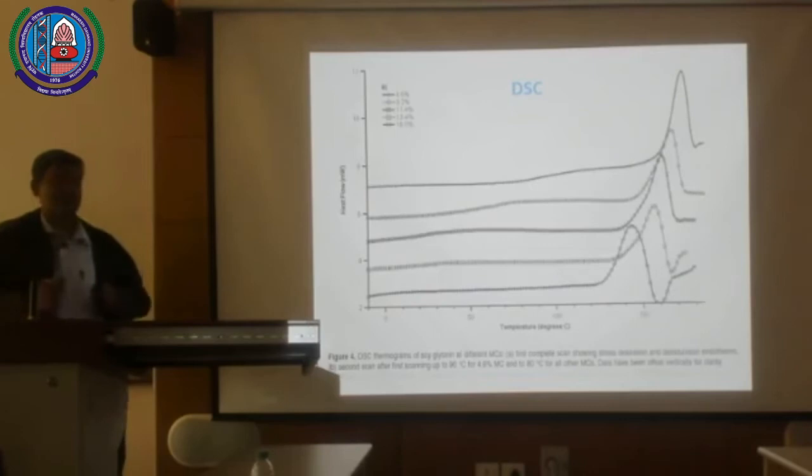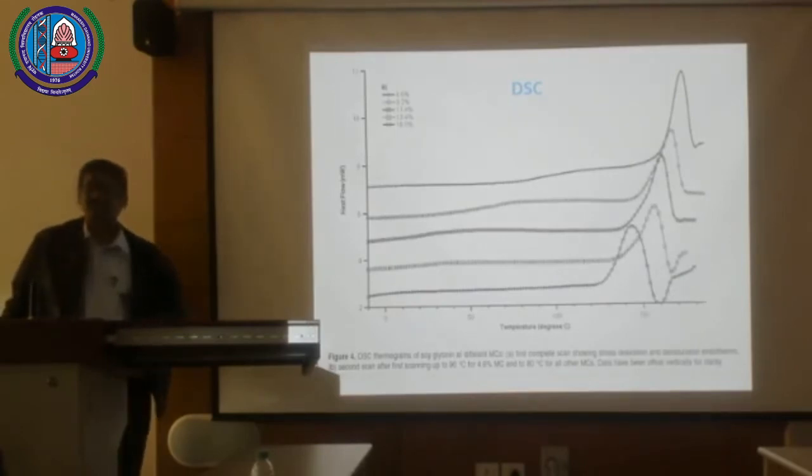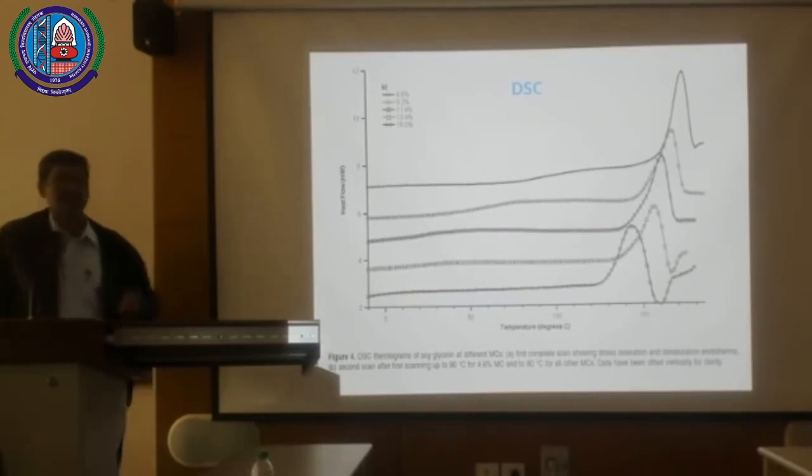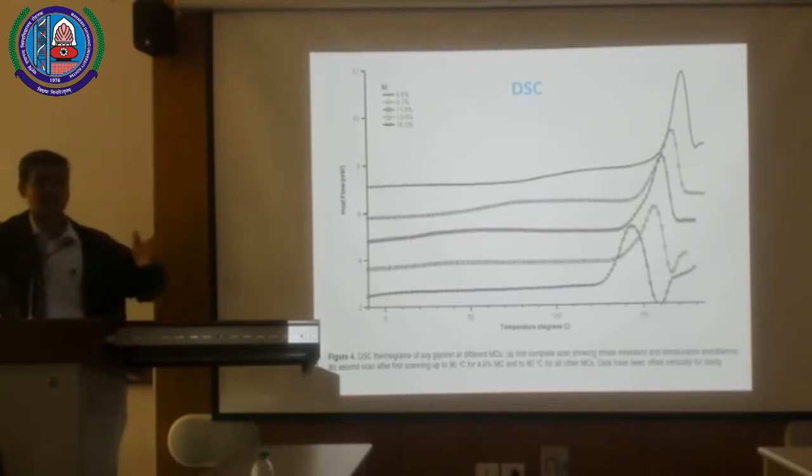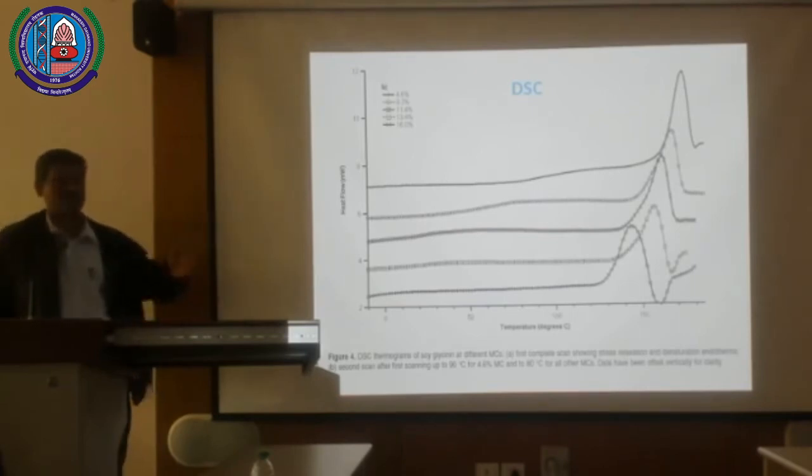So what is the phenomenon happening here? There is a glass to rubbery transition taking place at 13% moisture. It's no longer in a glass. That is called the rubbery state now, because 13% moisture is affecting the molecule in such a way that it lost its glassy nature. So it's a rubber now. That is called glass to rubber transition.